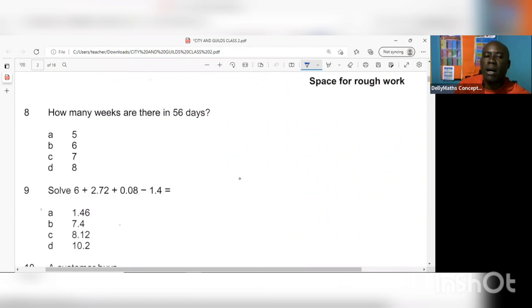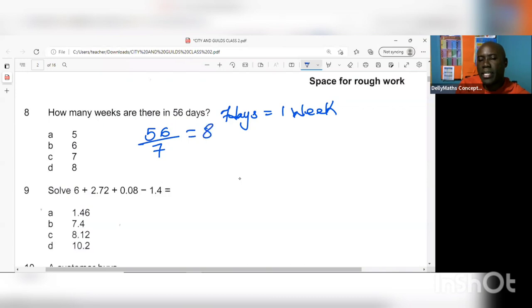How many weeks are there in 56 days? Remember that 7 days is equivalent to 1 week. So our response is 56 divided by 7, and we're definitely going to get 8. So we're talking about 8 weeks.